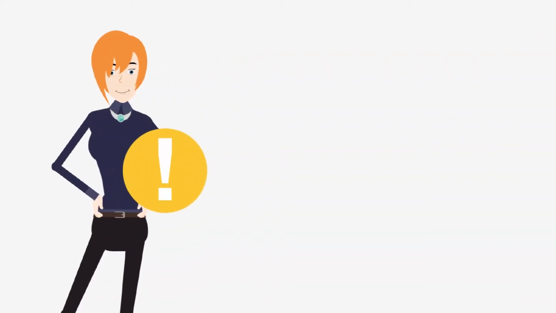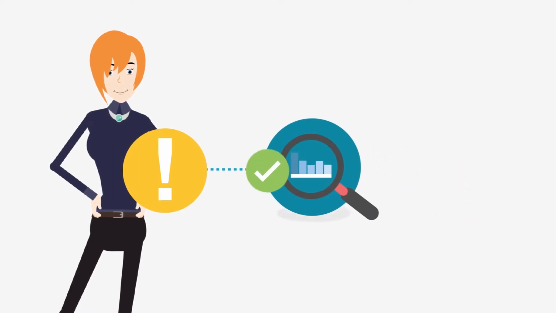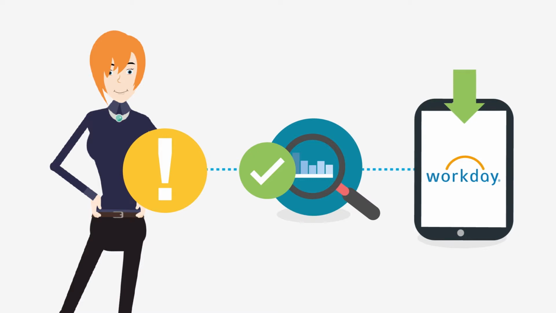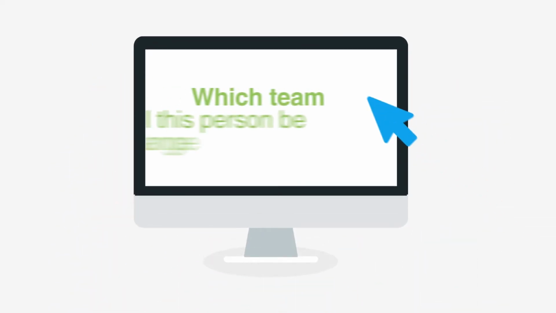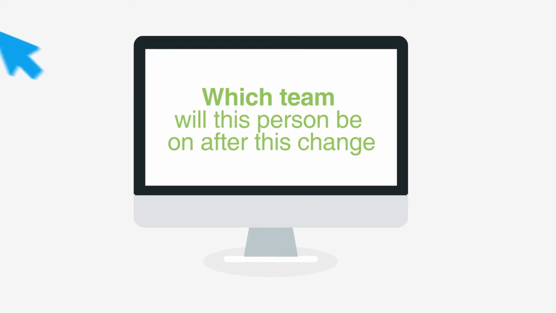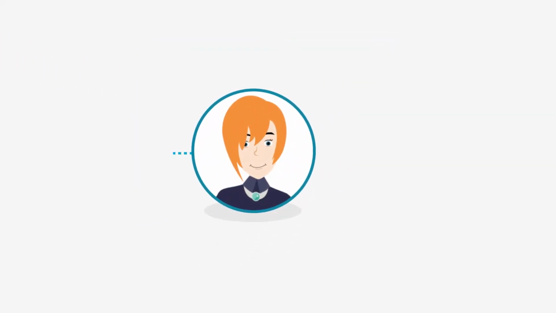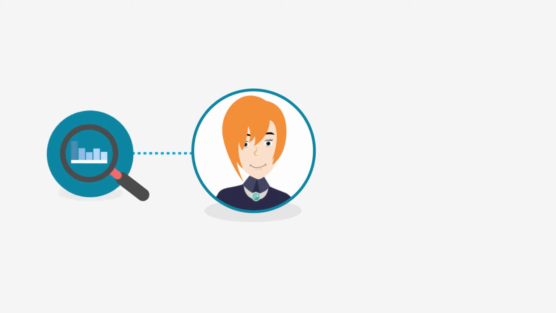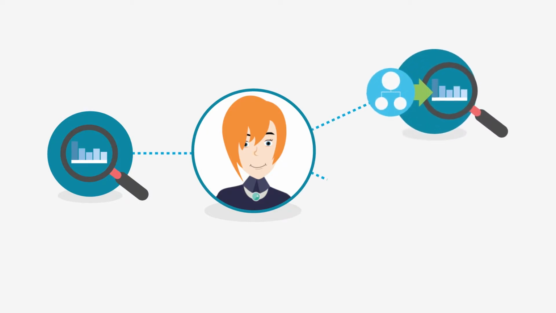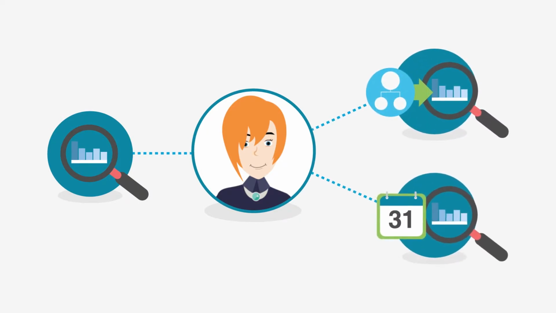2. It is critical that the receiving manager confirms the correct supervisory organization for the transfer prior to submitting the transaction. This can be found under "Which team will this person be on after this change?" Note that Workday principles state that a manager should only have one supervisory organization. The only time a manager would have multiple orgs would be if one of the orgs was inherited or the manager was covering on an interim basis.